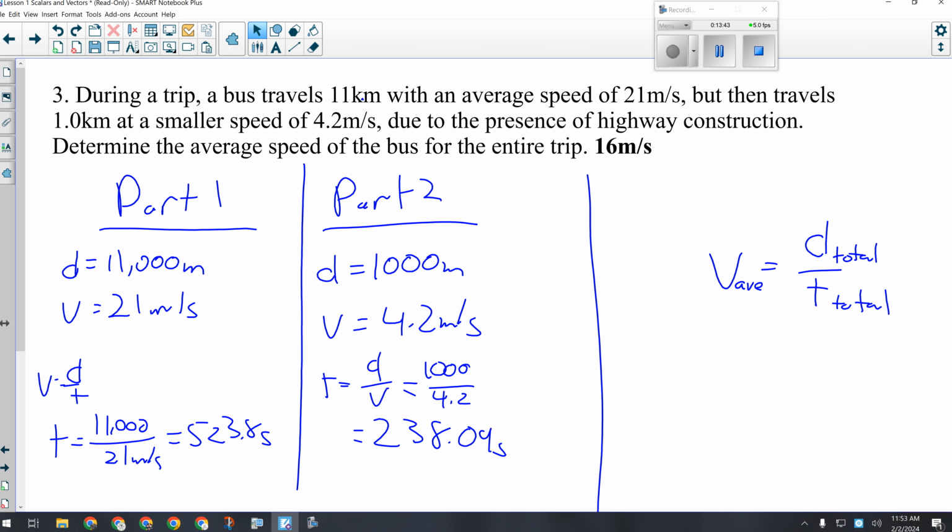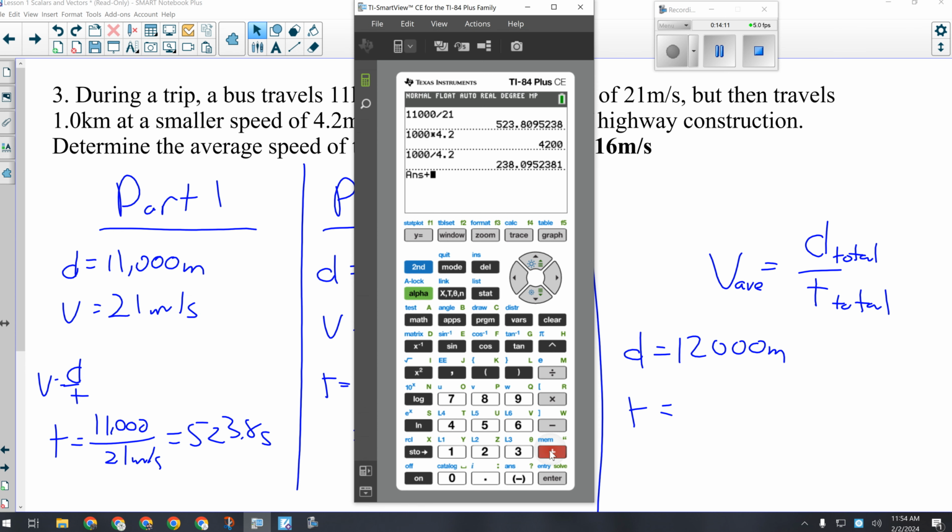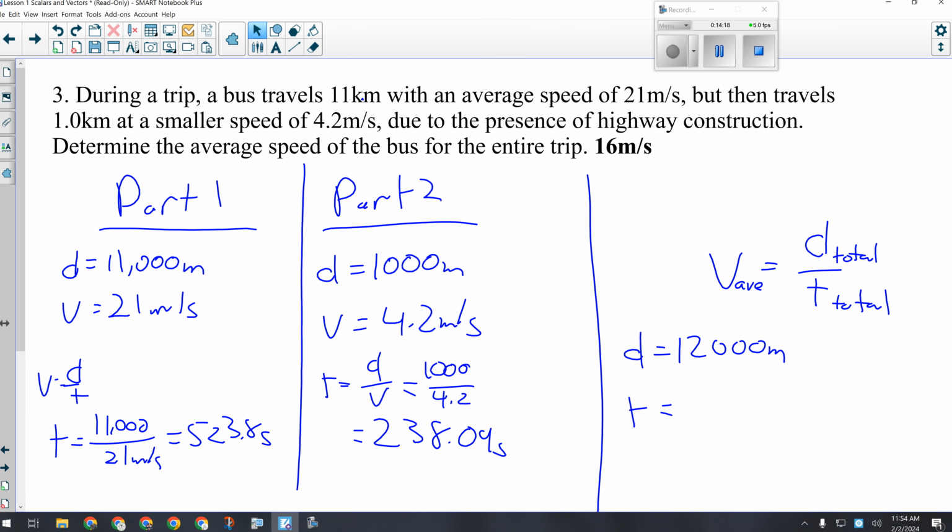Okay. Do I have everything I need now to get the total distance and the total time? Okay, so what do I do with the two distances? Add them together. Okay, my total distance is going to be 12,000 meters. We're dealing with distance, so direction doesn't matter, plus we weren't given direction anyway. Okay, and I've got to take the time and add those together. That one we're not going to do in our head. So we'll take our answer from there and that number there. Okay, and we have a total time of 761.9.